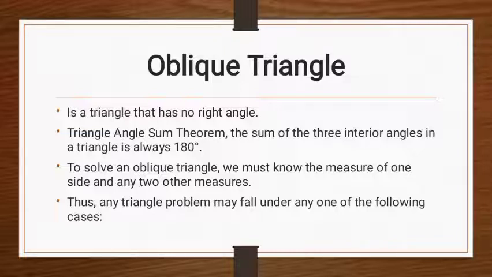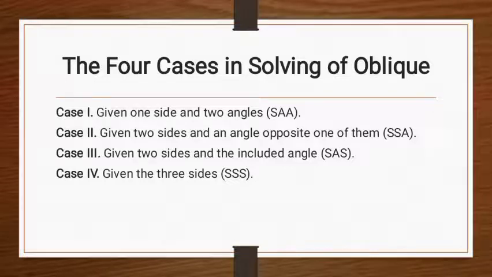Thus, any triangle problem may fall under one of the following cases. The four cases in solving an oblique triangle. Case 1: given one side and two angles, or side-angle-angle. Case 2: given two sides and an angle opposite one of them, or side-side-angle. Case 3: given two sides and the included angle, or side-angle-side. Case 4: given the three sides, or side-side-side.